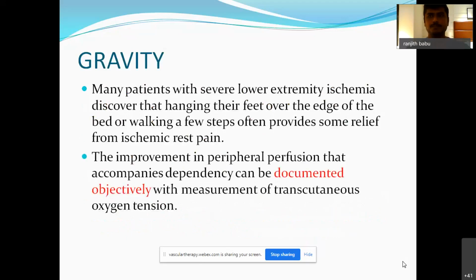Next, I move to the effect of gravity in hemodynamics. Most of the patients with severe lower extremity ischemia discover that hanging their feet over the edge of the bed or walking a few steps often provides some relief in the ischemic rest pain. The improvement in the peripheral perfusion is also documented by the transcutaneous oxygen tension.